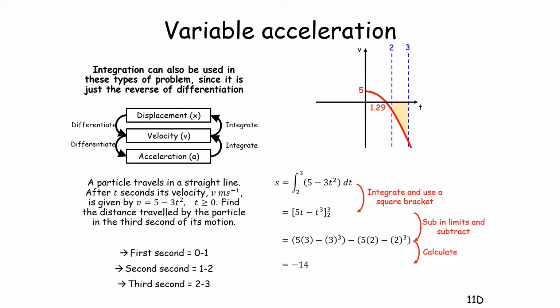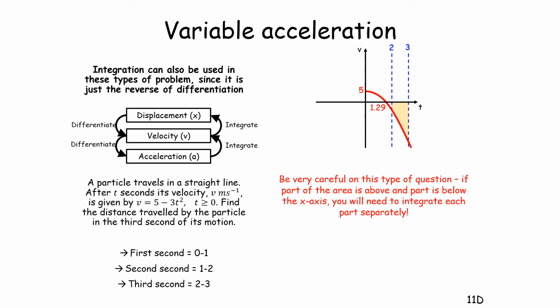If we substitute that in, we get minus 14. Well, clearly we could see it's going to be negative because of the area below the t-axis. But since we're dealing with area, we simply write 14. We ignore the negative. Be very careful on this type of question. If part of the area is above and part is below the axis, we need to integrate each part separately, ignore the negative, and add up the areas.